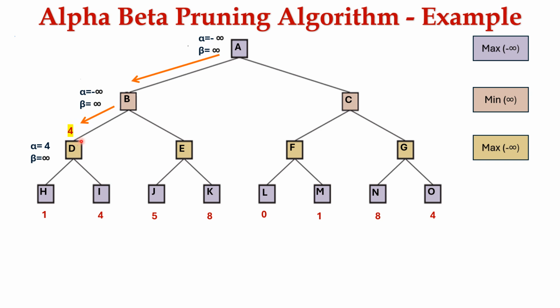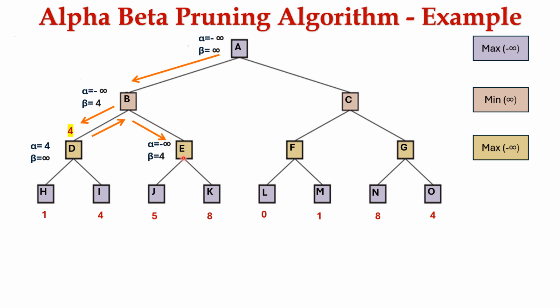This value is then propagated upwards to the parent node B, and the same is updated in the value of beta. Since node B is a minimizing node, we need to update the node D value 4 in the beta value of node B. Next, we can move to node E and initialize node E with alpha equal to minus infinity and beta equal to 4.